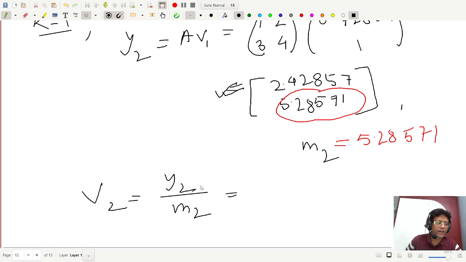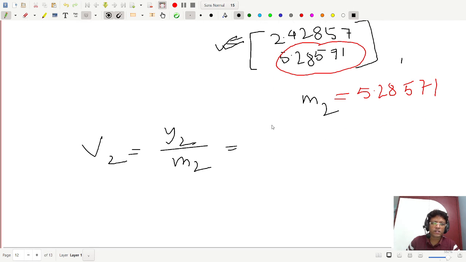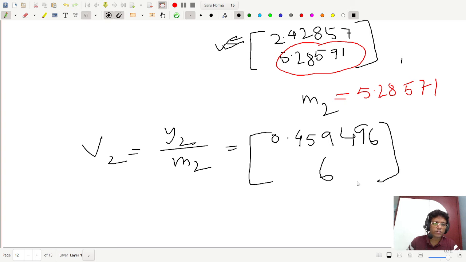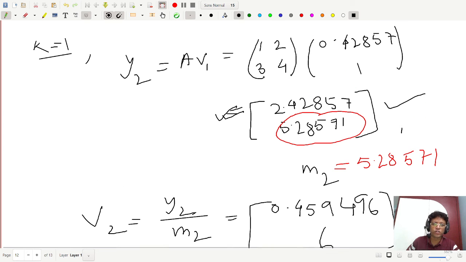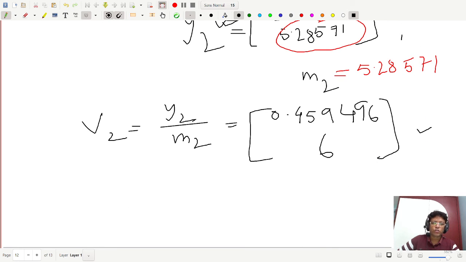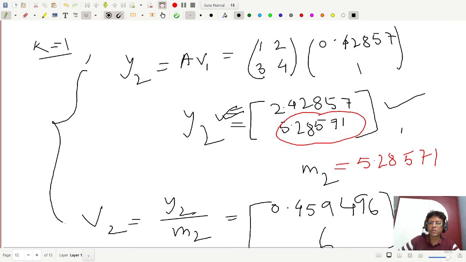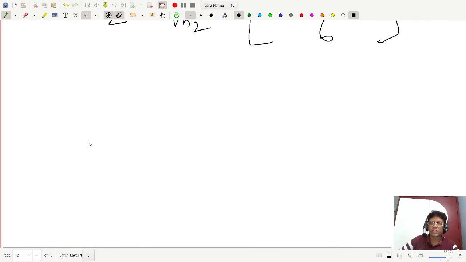So if you divide inside, you will get 0.459496, and you have a 6. This one you can calculate. This is your y2, and this is your m2. So you divide the elements inside y2 by m2, you will get this result. So you have calculated the second iteration, y2, v2, k equal to 1.